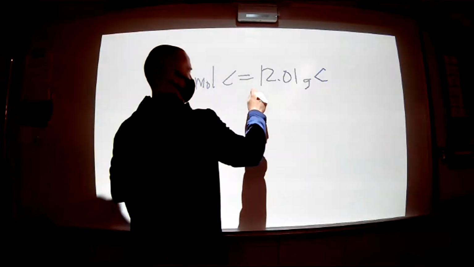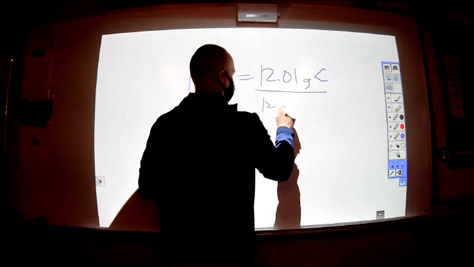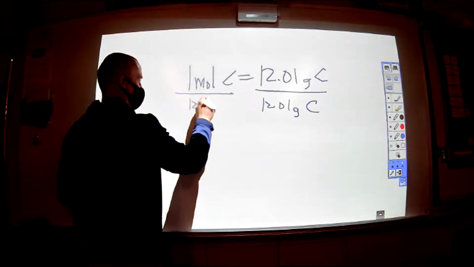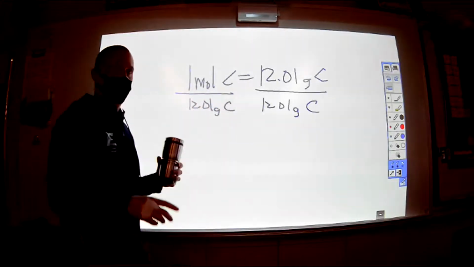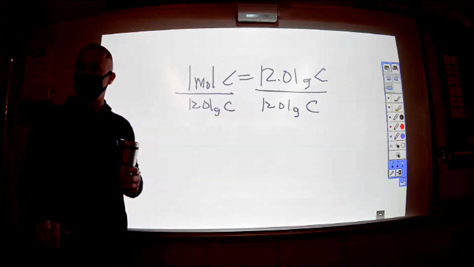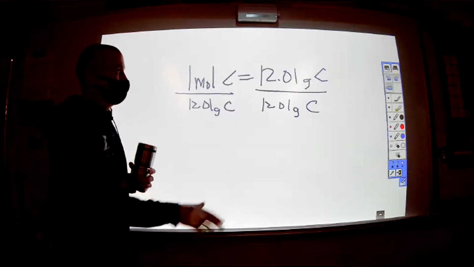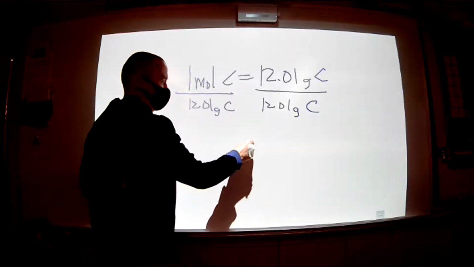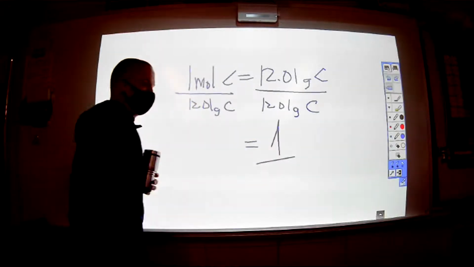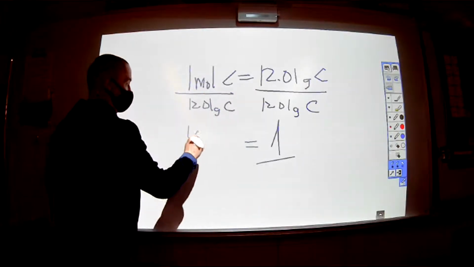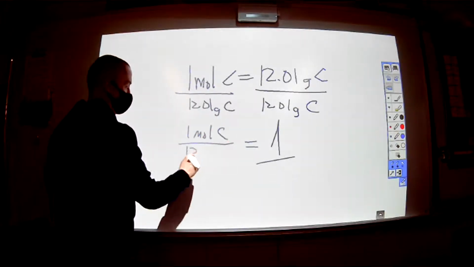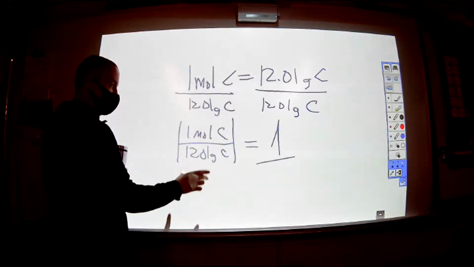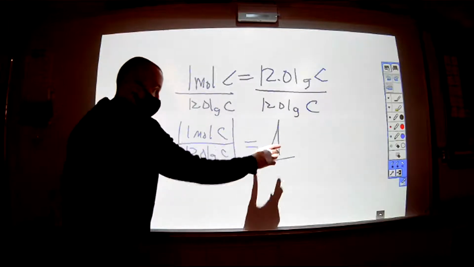I'm going to divide by 12.01 grams. Why? Well, if I divide this side by 12.01 grams, I can divide this side by 12.01 grams. If I do it to this side, I do it to this side. I have not destroyed the equality, have I? What is 12.01 grams of carbon divided by 12.01 grams of carbon? That is 1. So 1 is equal to 1 mole of carbon over 12.01 grams of carbon. This 1 mole over 12 grams is really 1 in disguise.